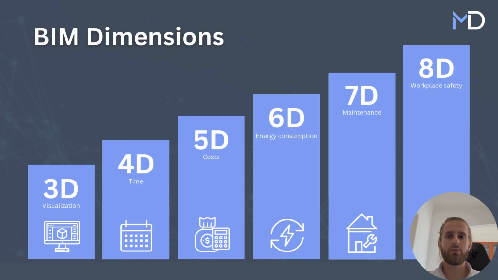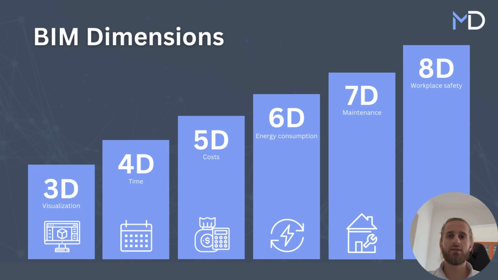BIM Dimensions are best explained through this slide and this graphic display, where we can see that when we talk about 3D BIM, we are talking exclusively about visualization, without any special addition of information. This is not real BIM. All our drawings are placed under 3D models.